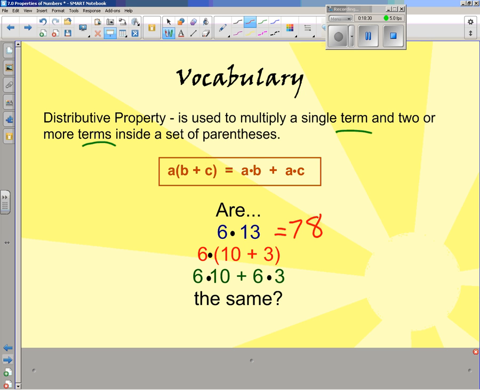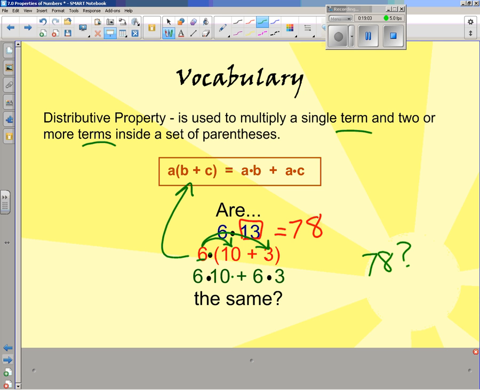78. Let's split up this 13 here, though, into 10 plus 3. And let's see if that still gets me 78. So over here, I have my 6 times parentheses 10 plus 3. Using the distributive property, I can take that 6 and distribute it to the 10, distribute it to the 3. Don't forget this multiplication symbol.